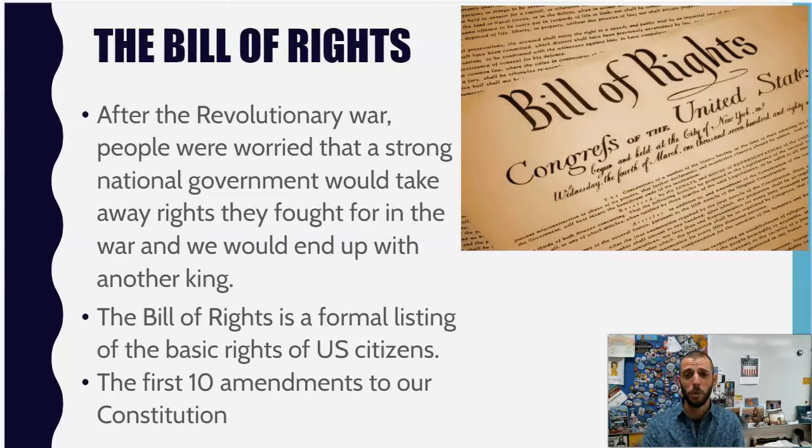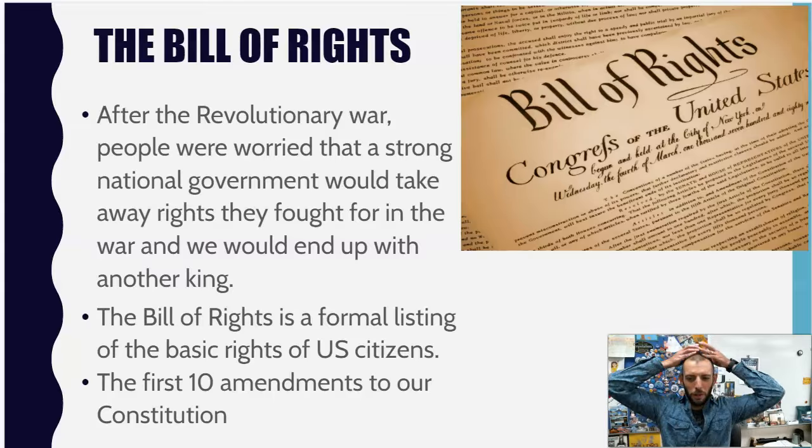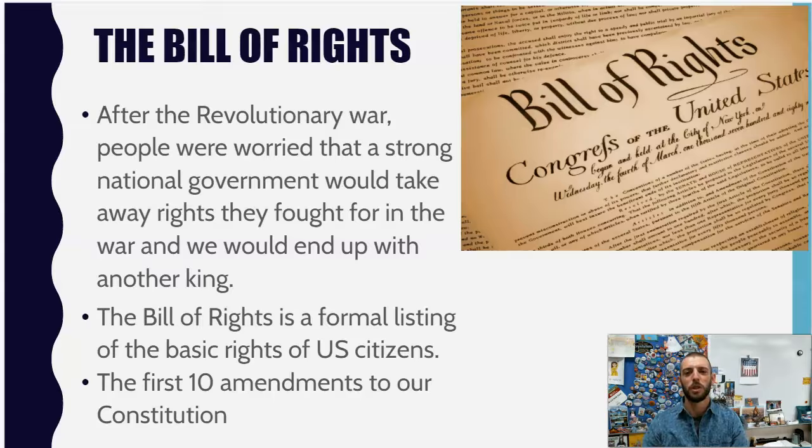So after the Revolutionary War, as you can imagine, a lot of Americans were afraid of giving too much power to their government. They were afraid that they might have just fought a war and then given all that power right back to another king, right? So the Bill of Rights is a formal listing of all the basic rights of US citizens. It is the first 10 changes or amendments to our Constitution.